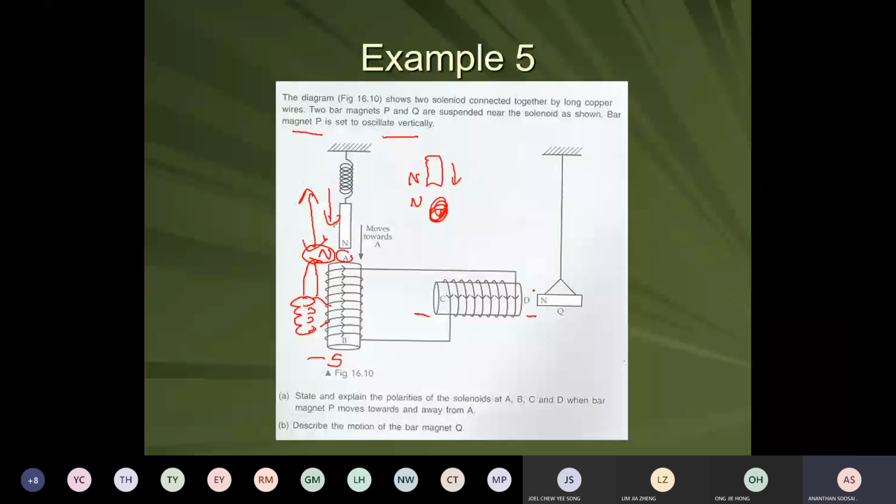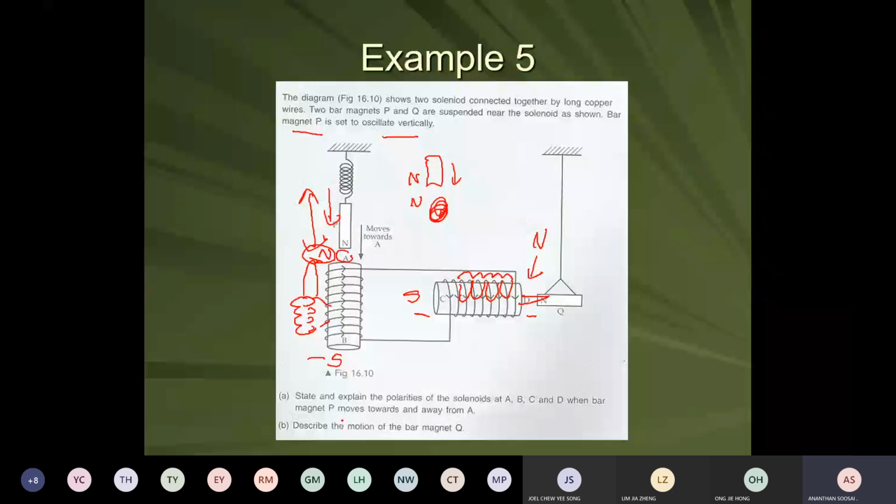D is what pole? Use your right hand grip rule again. Your fingers should all be pointing down here, and your thumb will be this way. So D is going to be, of course, north pole, and this is going to be the south pole. Therefore, A is north pole, B is south pole, C is south pole, D is north pole.